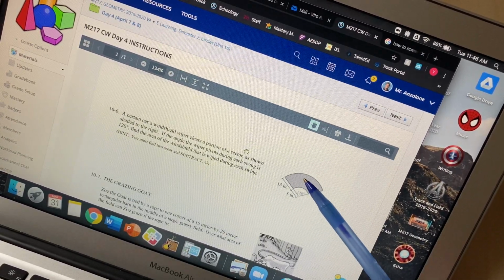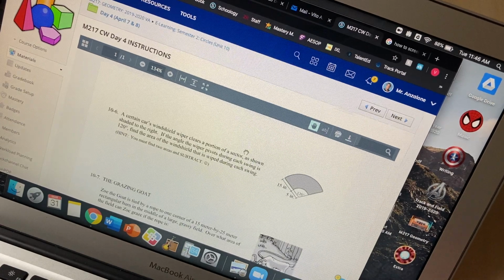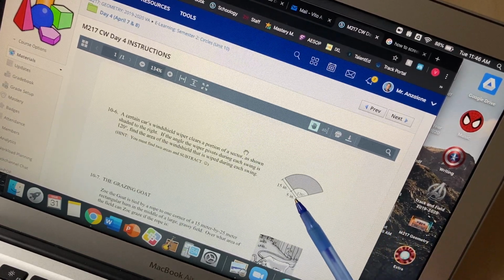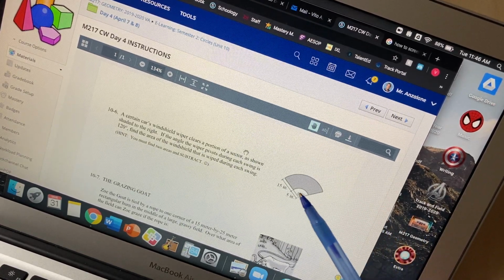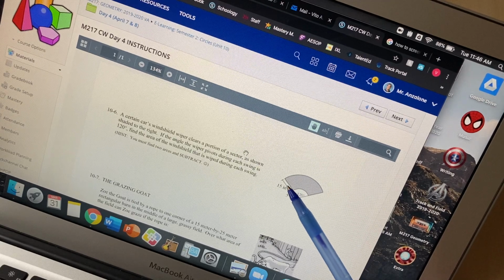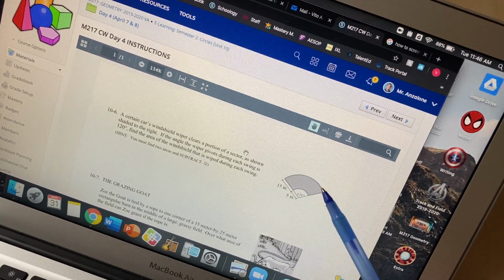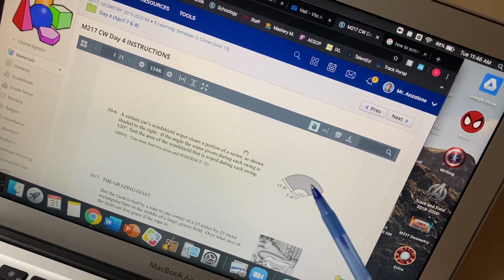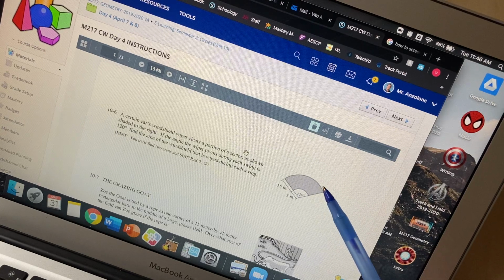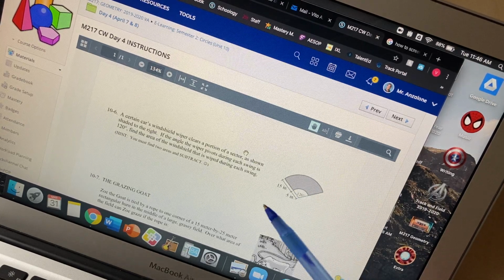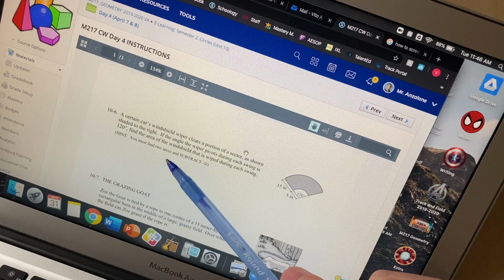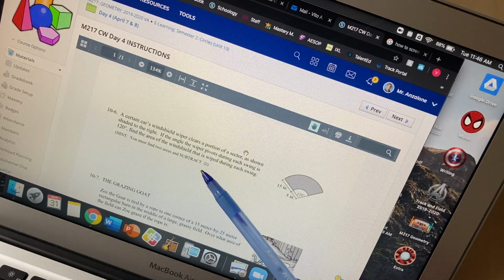So it's clearing the shaded part. If the angle the wiper pivots during each swing is 120 degrees, then find the area of the windshield that is wiped. So that's the shaded part. Obviously we've never done when it's just this part and not the full sector. So the hint is you must find two areas and subtract.